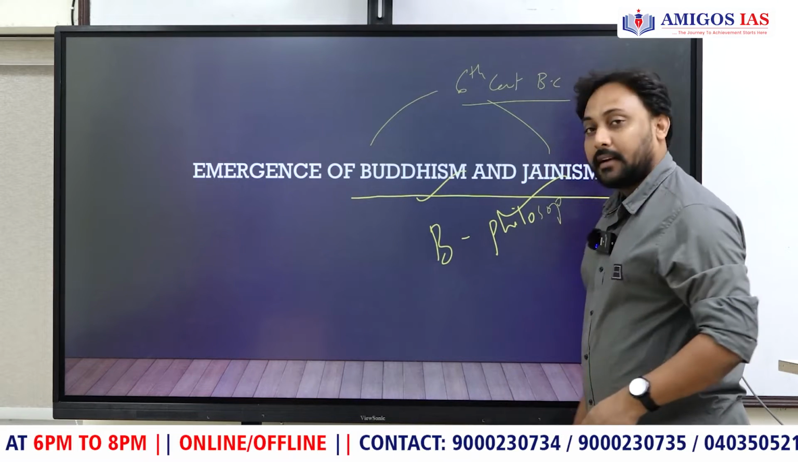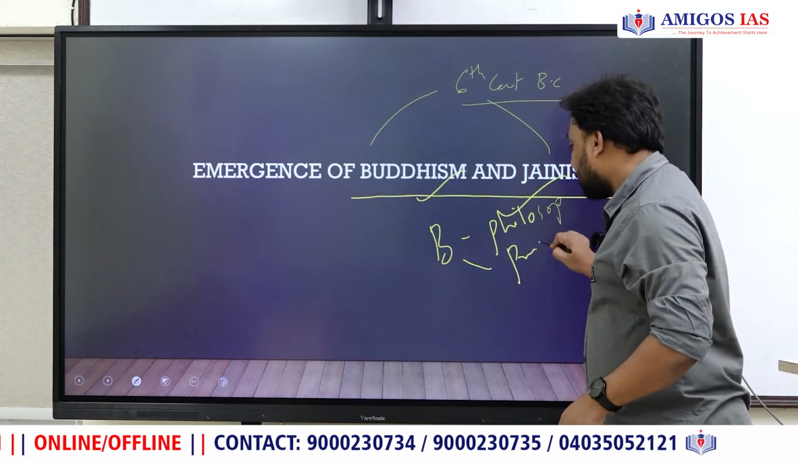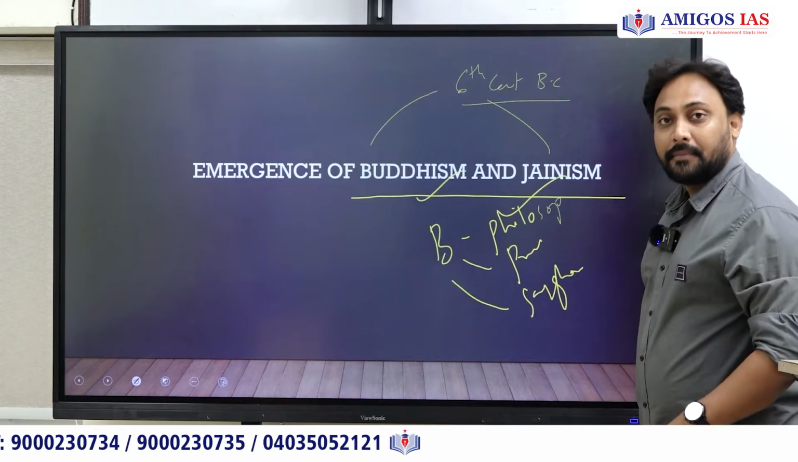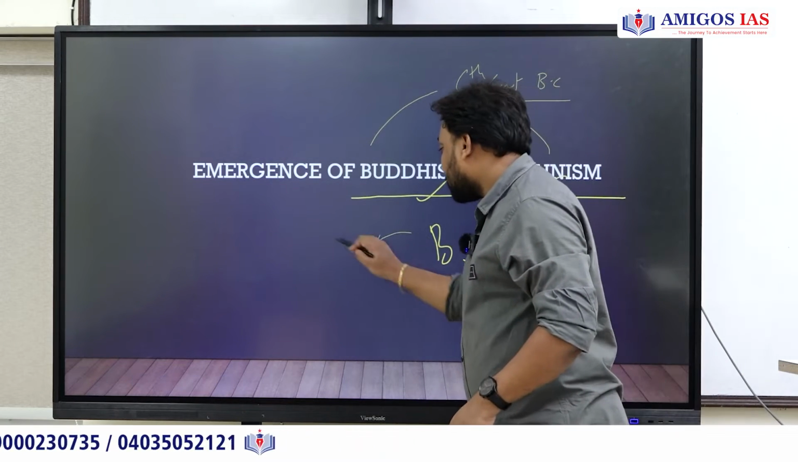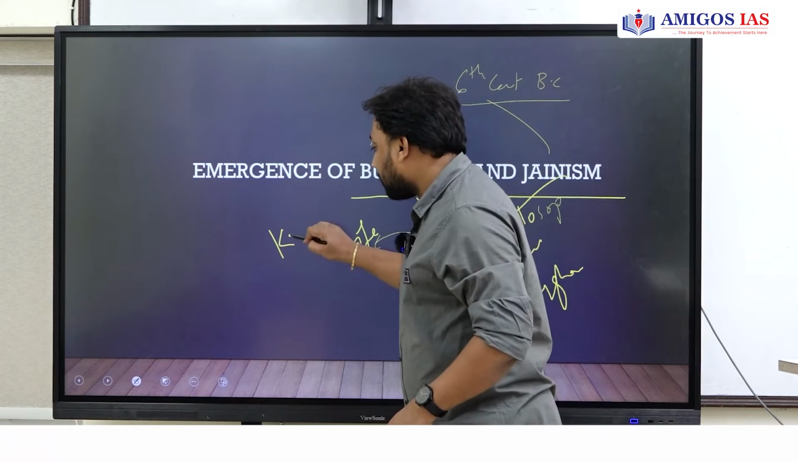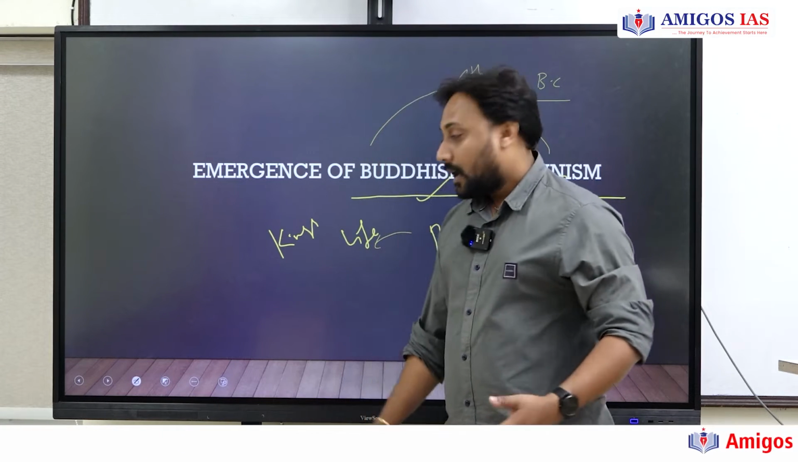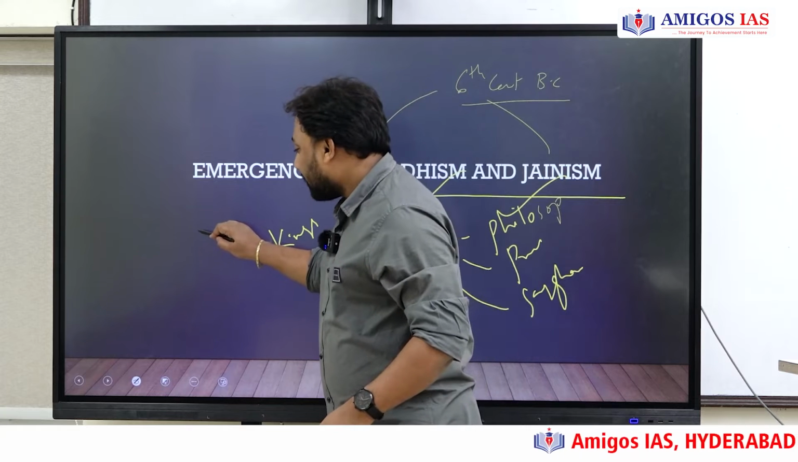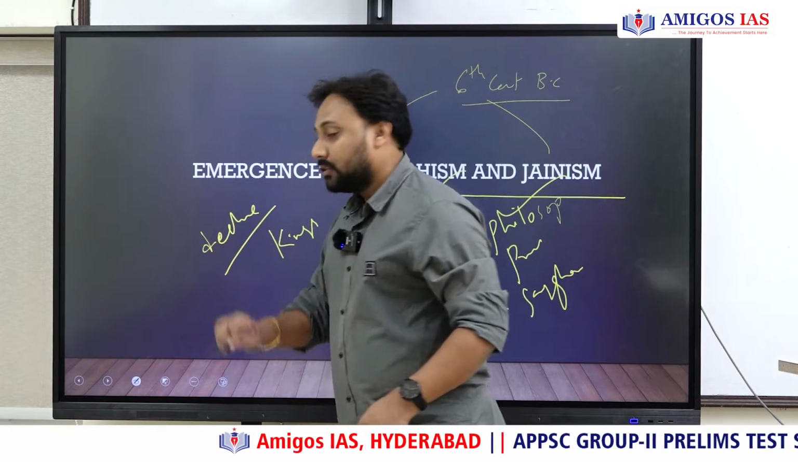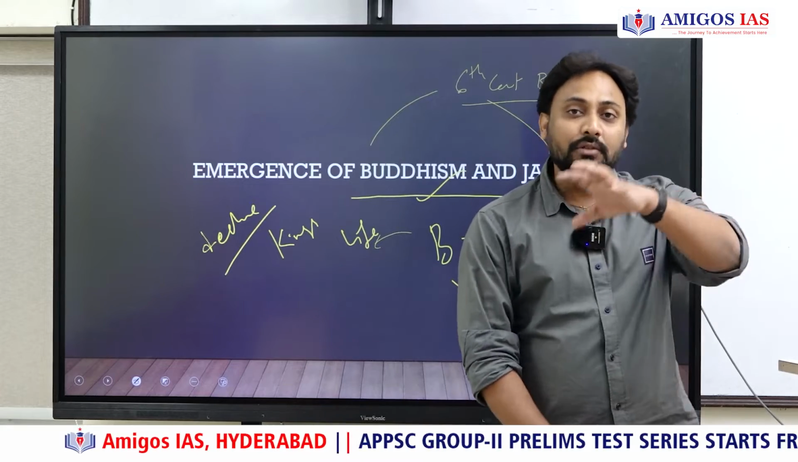Buddhist philosophy, Buddhist principles, Buddhist Sangha, and Buddha's life. Important kings who followed Buddhism. And what are the reasons for the decline of Buddhism? These are the most important topics.